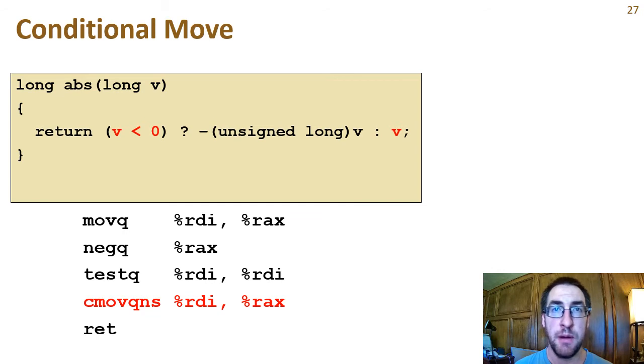But since we have the then part in RAX, we need to invert the test condition. So if the sign bit is not set, that is, if V is not negative, we'll move V into the RAX register. Otherwise, we still have negative V in RAX, and we know it is positive. And we'll return the right answer.